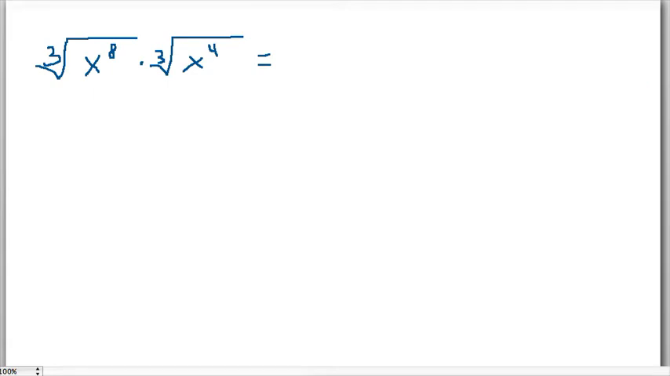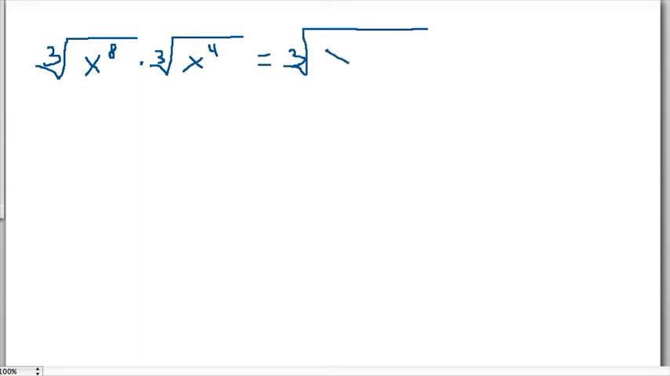Next example, I have a product of two radical expressions. They're both the third root: the third root of x to the 8th, and the third root of x to the 4th. I could simplify those separately, but what's going to be easier is if I use the product property and combine them. This is the third root of x to the 8th times x to the 4th.